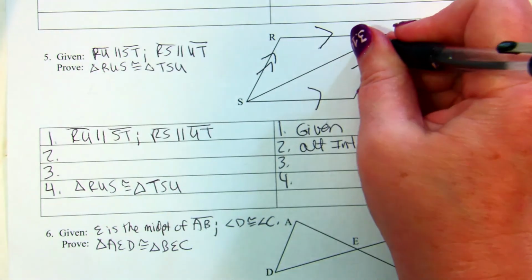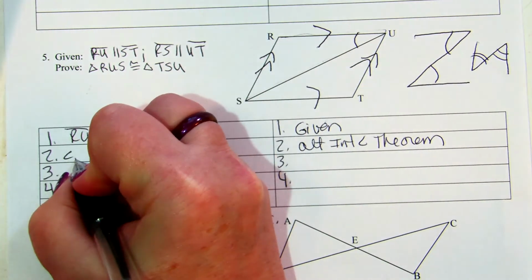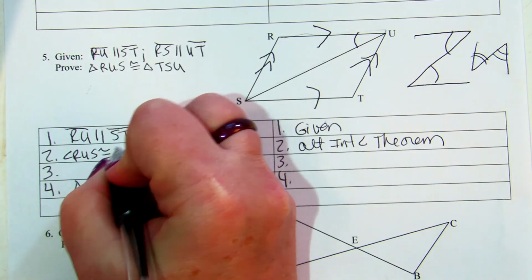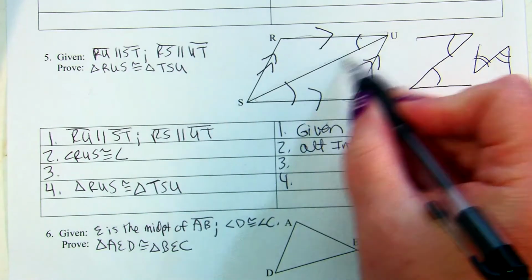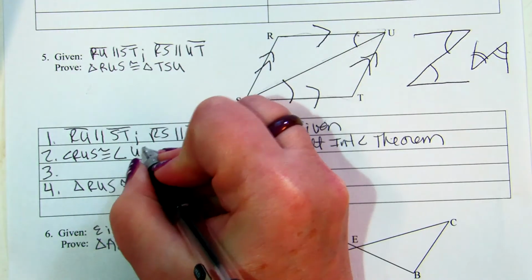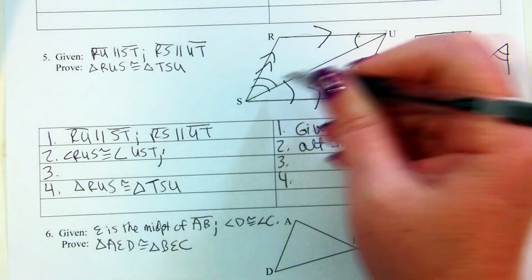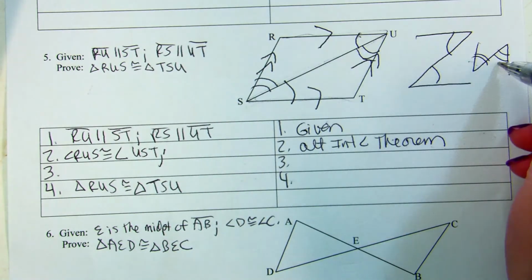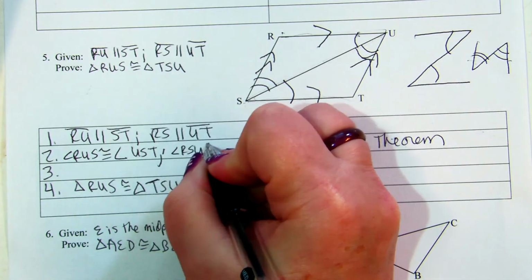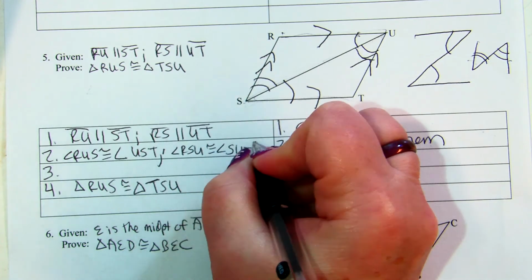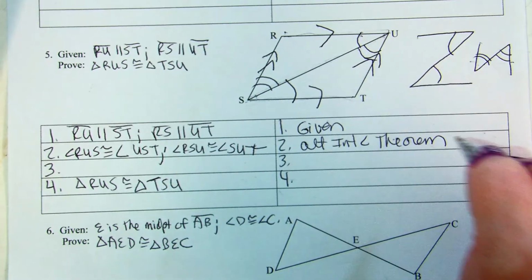So this angle is angle RUS. Angle RUS is congruent to angle, this one down here. These are alternate interior angles. Angle UST. And then from these parallel lines, we get this angle and this angle. These two. Angle RSU congruent to angle SUT. SUT. Alternate interior angle theorem.